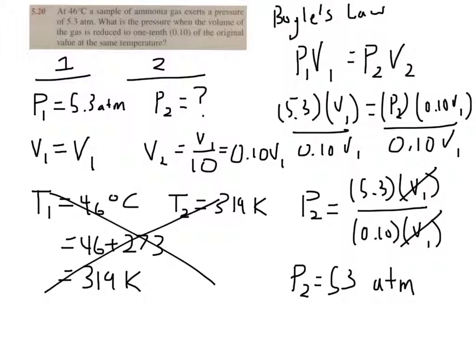So let's look back at the problem. What is the pressure when the volume of the gas is reduced to 1/10 of the original value at the same temperature? We first made a chart of our values at 1, our initial state, and values at 2. We then realized that temperature was constant, so we could use Boyle's law, which basically says P times V is constant. So P1 times V1 equals P2 times V2. We solved it out. Because of the way the math worked, the volumes canceled, and we're left with 53, and of course we need those units, 53 atm. And that's your answer.